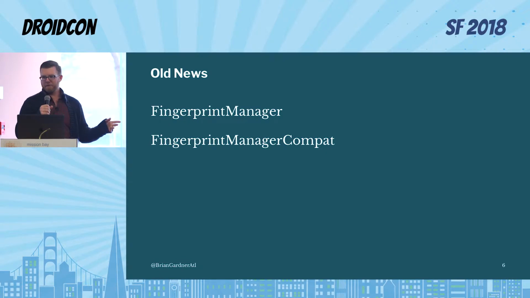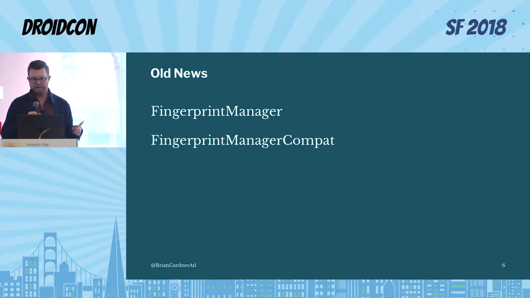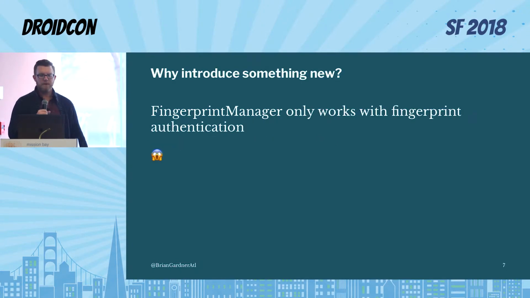So if you've been doing Android for a little while, you'll know that the Fingerprint Manager has been around since API level 23, or Marshmallow, and shortly after that they came out with the compatibility version. Now I labeled this old news because Fingerprint Manager is now deprecated as of API 28. So you shouldn't be using that anymore. There's cool new stuff, so you should be using that instead.